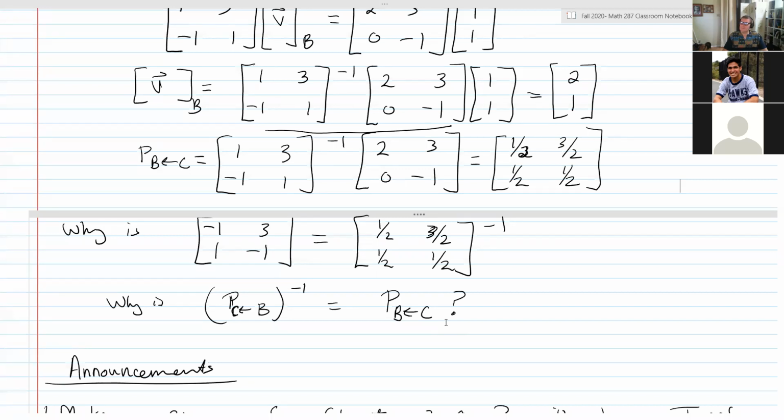I'm not really sure why, but I feel like it has to do something with the C into B and the B into C and the places being switched.